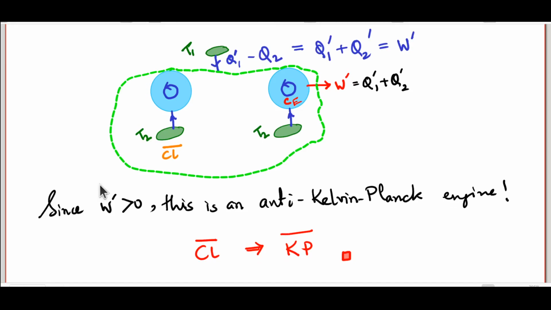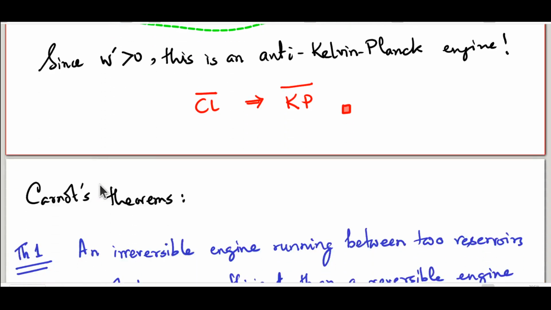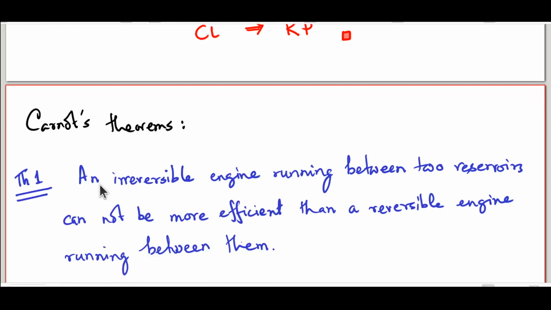But before we can explore those further versions of the second law, we need to take a look at a very simple consequence of the second law as stated, either the Kelvin-Planck or the Clausius statement, which directly involves our friends, the Carnot engines. These are actually theorems which had been discovered by Carnot himself, and they are called Carnot's theorems. The first theorem goes like this. An irreversible engine running between two reservoirs cannot be more efficient than a reversible engine running between them.